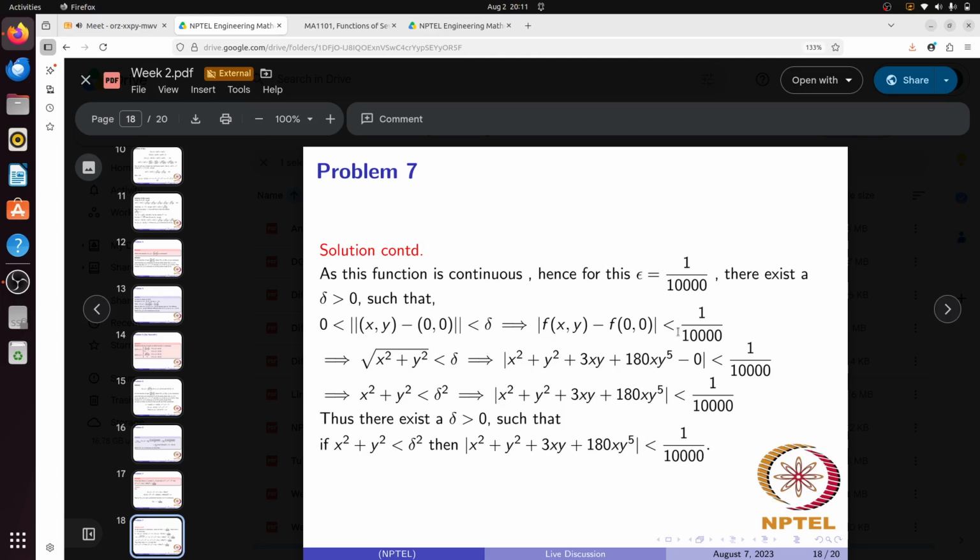So square root of x square plus y square less than delta will give you x square plus y square plus 3xy plus 180 xy to the power 5 minus 0, under mod, less than 1 by 10,000. So x square plus y square less than delta square will give you x square plus y square plus 3xy plus 180 xy to the power 5, under mod, less than or equal to 1 by 10,000. Thus there exists a delta greater than 0 such that if x square plus y square is less than delta square, then x square plus y square plus 3xy plus 180 xy to the power 5 is less than 1 by 10,000.